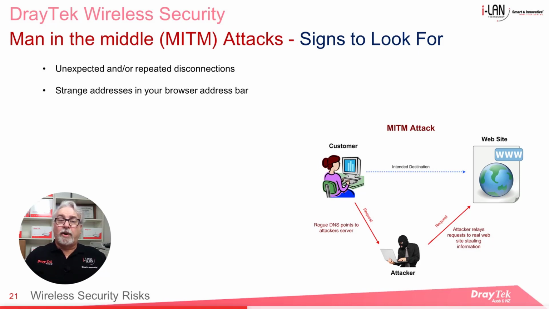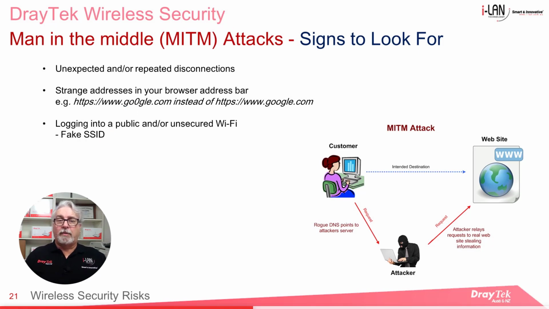Another thing to watch for is strange addresses appearing in the browser address bar. The change can be minor and you may not readily notice it. For example, you might be redirected to www.google.com with a 0 instead of an O in the name. Also, avoid free public wireless networks where attackers can create a fake SSID to trick people into connecting.